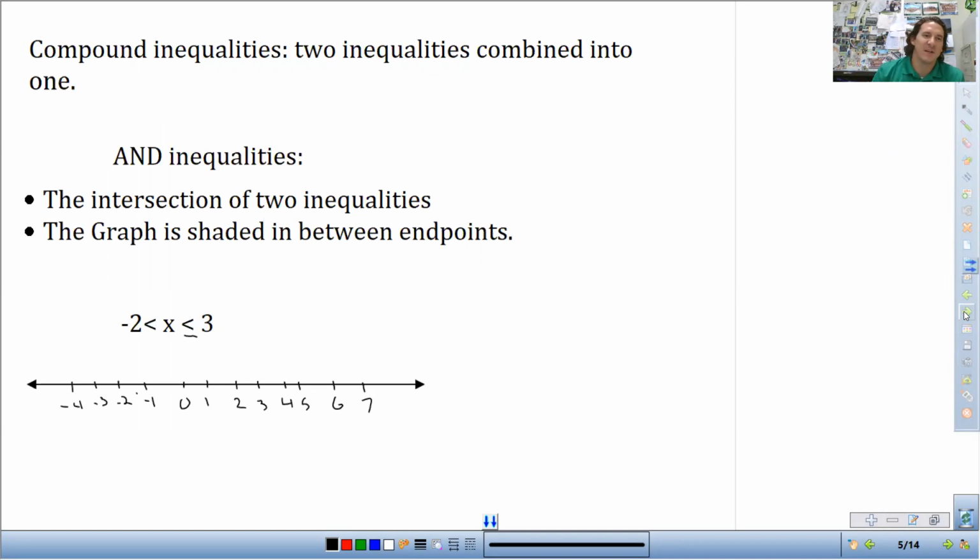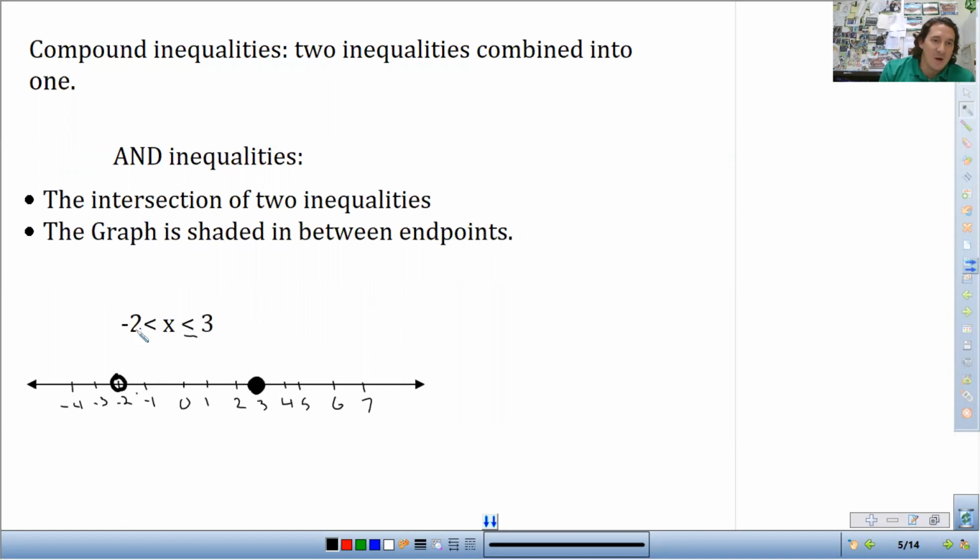And inequalities is the intersection of two inequalities. And then the graph, you're going to have two endpoints. In this case, it's going to be -2 and 3. And then the graph is always shaded in between the endpoints. When you're plotting the endpoints, make sure you're paying attention if it's an open or closed circle. So at -2, there's no line underneath the inequality, so it's going to be an open circle at -2. At 3, there's a line underneath it, so it's going to be a closed circle at 3.